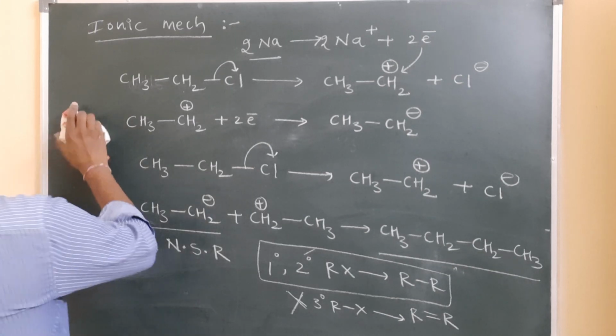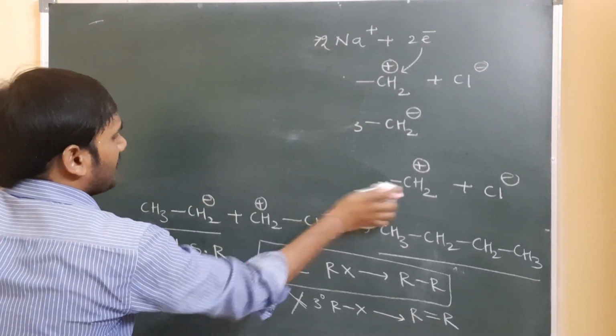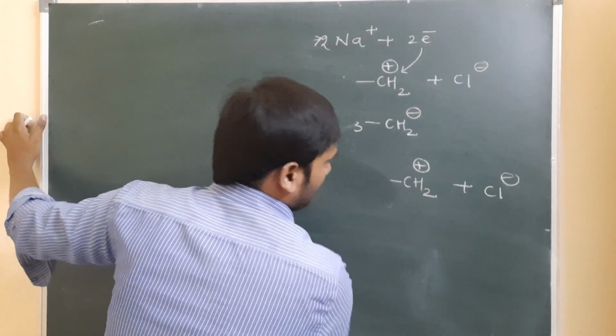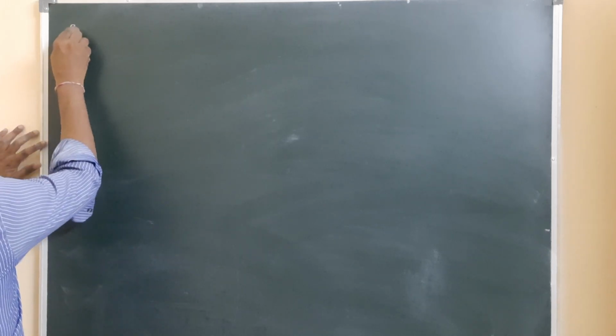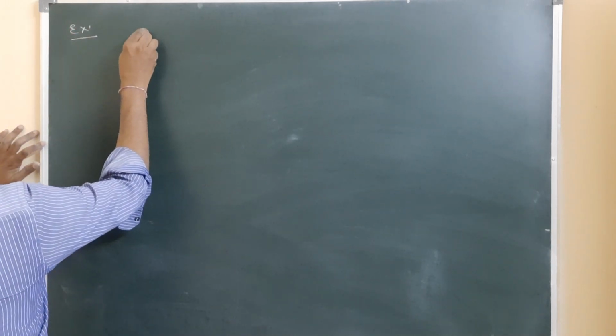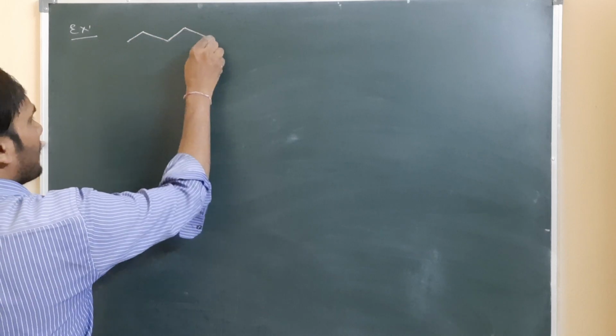So the next one is the Frankland reaction, which will be discussed. Before that, we will discuss some examples of the Wurtz reaction.